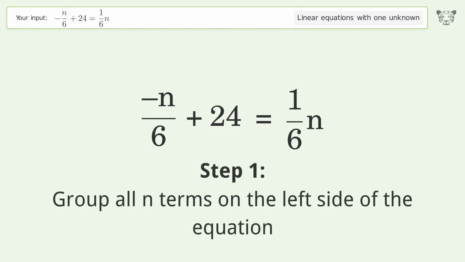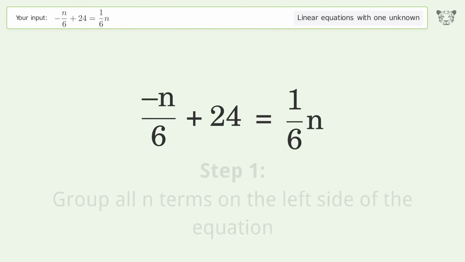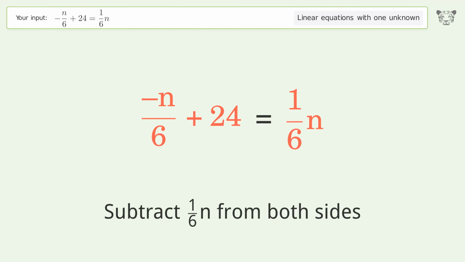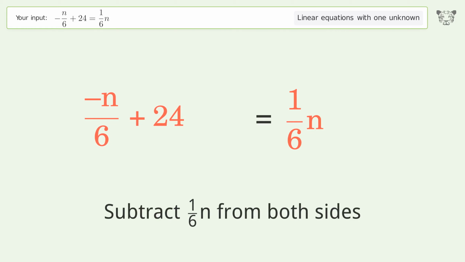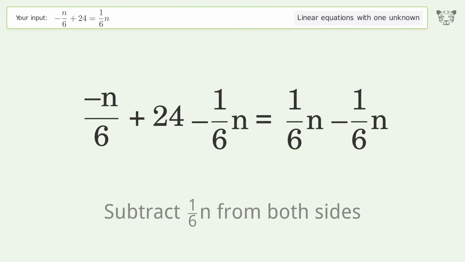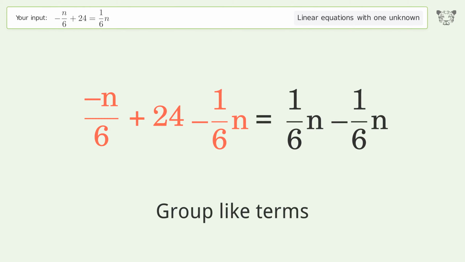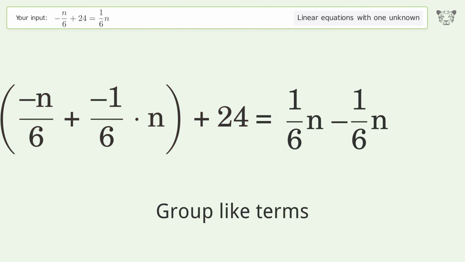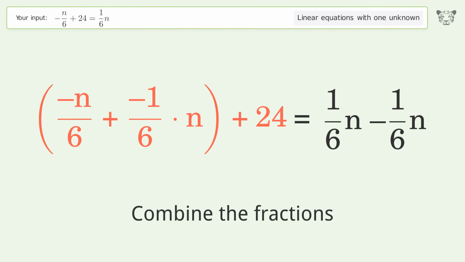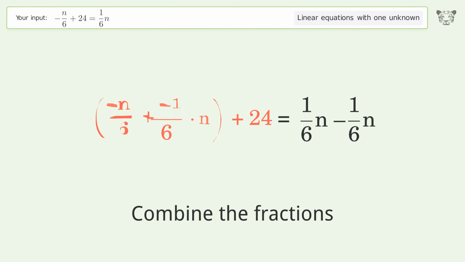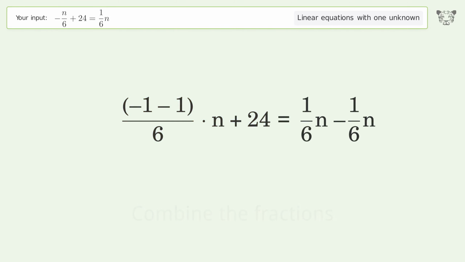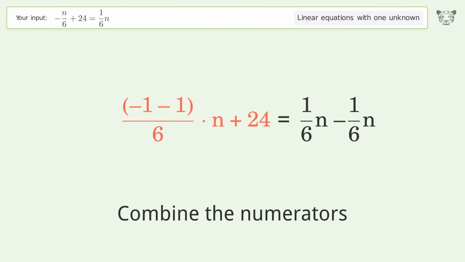Group all n terms on the left side of the equation. Subtract 1 over 6n from both sides. Group like terms. Combine the fractions. Combine the numerators.